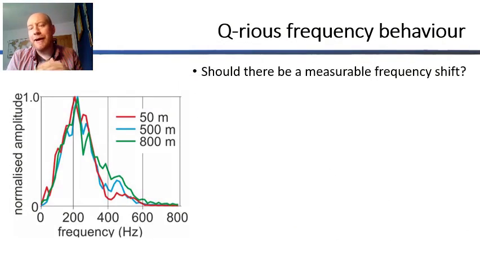So I'm curious about this frequency behaviour. The first question is, should there even be a measurable frequency shift in these data? What I've done is enlarged the spectra just here, and you can see that, noise aside, all of these spectra share the same dominant frequency at around 200 Hertz.